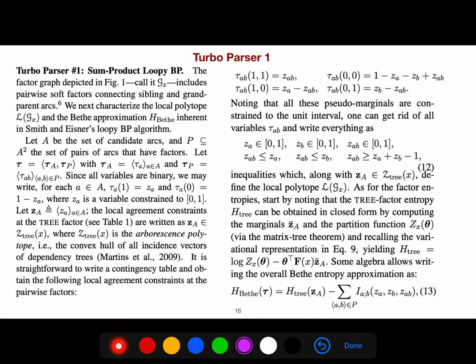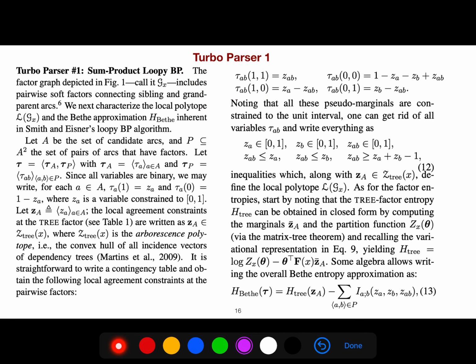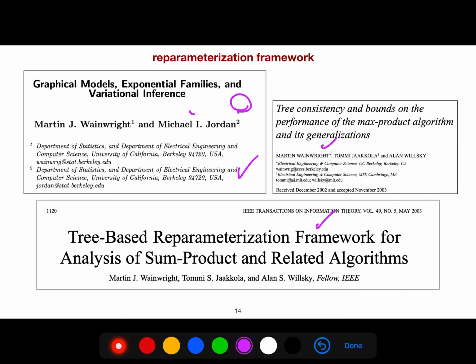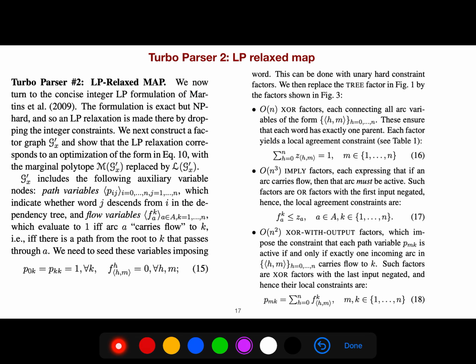So now we have 2 turbo parsers. One of them is sum-product loopy belief propagation. The other one is the LP relaxed one. So the first uses sum-product loopy belief propagation, and all of these things are explained in this book that I mentioned. And the second one is LP relaxed MAP.